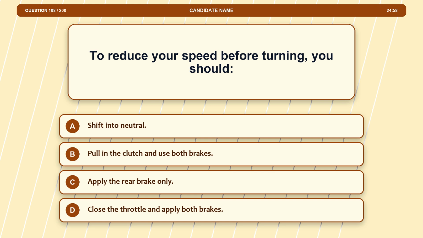Question 108. To reduce your speed before turning, you should: Option A, shift into neutral. Option B, pull in the clutch and use both brakes. Option C, apply the rear brake only. Option D, close the throttle and apply both brakes.